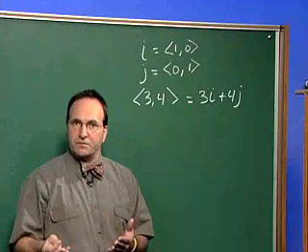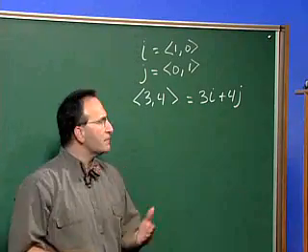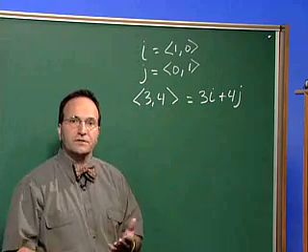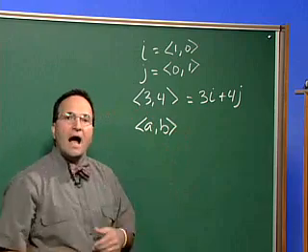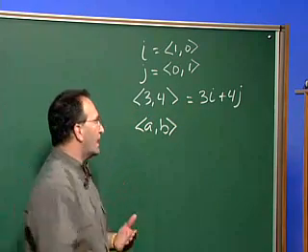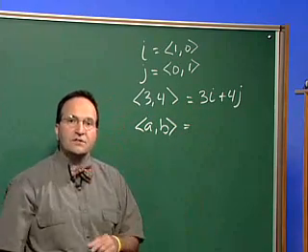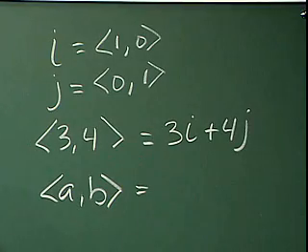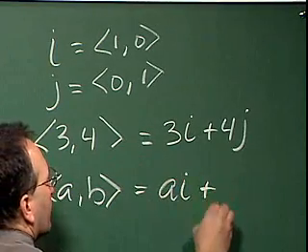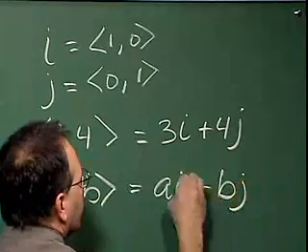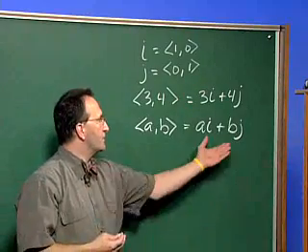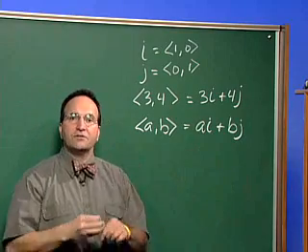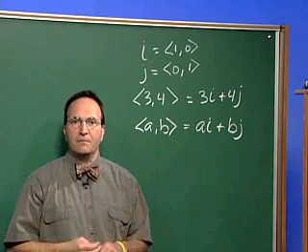So generally speaking, I can rewrite those vectors. For example, if I had vector a, b, we can rewrite those vectors as the sum ai plus bj using the unit vectors. And that's true for the general vector a, b.